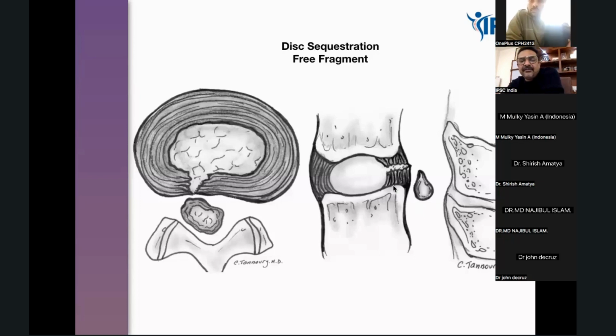Sequestration: when the nucleus material is not in continuity with the parent disc and is lying somewhere else, it may migrate downwards, upwards, or at times posterior also. In that case, we can see where the fragment lies, and accordingly select our approach.